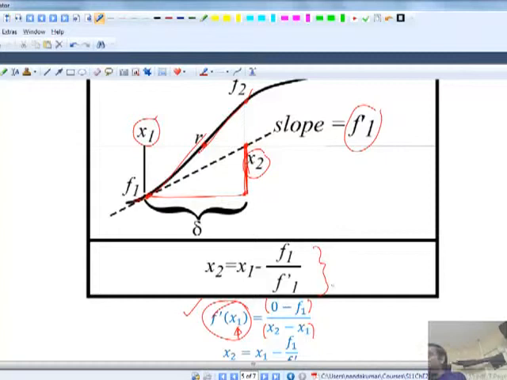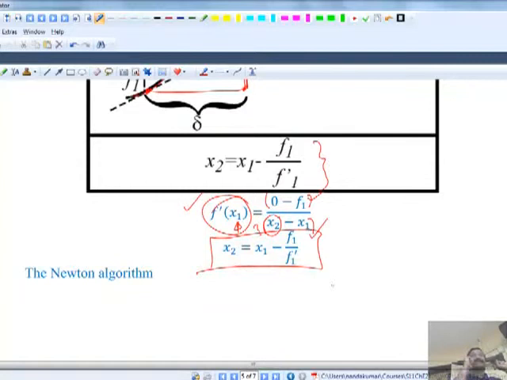You give me the guess for x1. I calculate f1. So I know f1. But I also calculate f1 prime. At the same point, I calculate the slope. So the only unknown in that equation becomes x2. So I rewrite that equation for x2. So everything on the right-hand side is known. x1 is the guess that I make, and I calculate the function and its derivative.